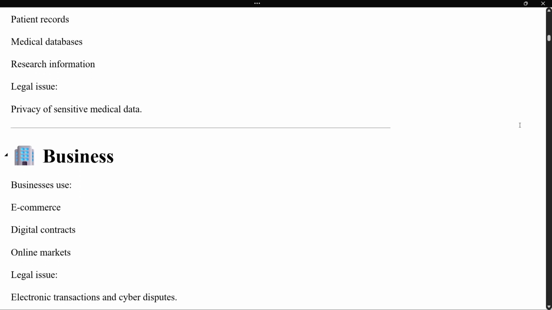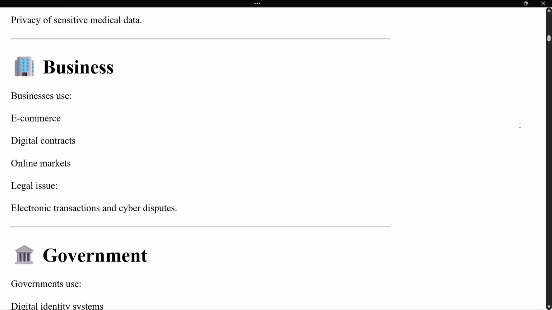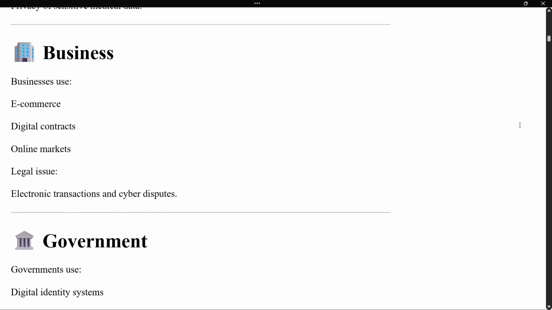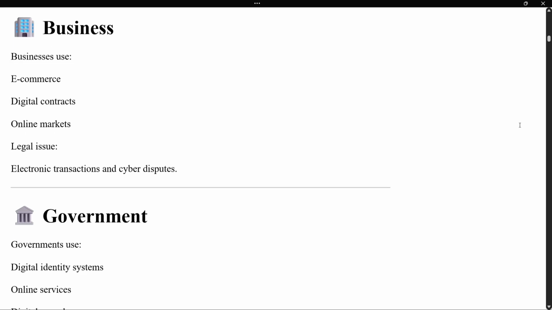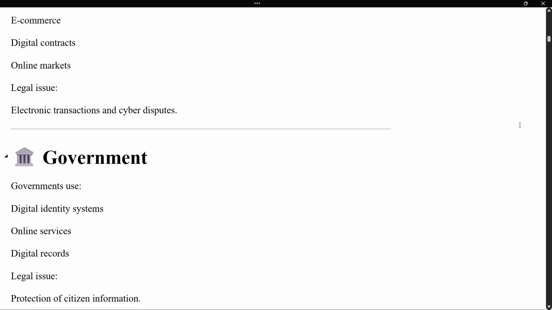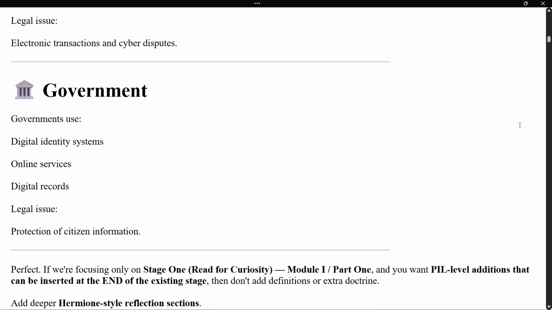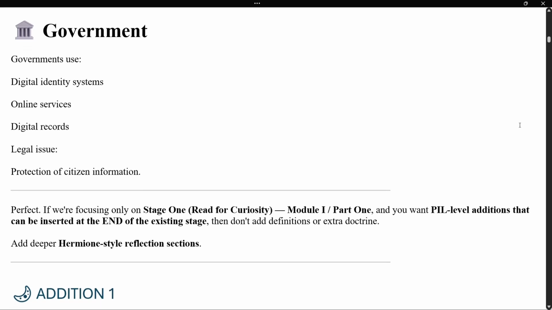Office building business. Businesses use e-commerce, digital contracts, online markets. Legal issue: electronic transactions and cyber disputes. Government. Government's use of digital identity systems and online services. Digital records. Legal issue: protection of citizen information.